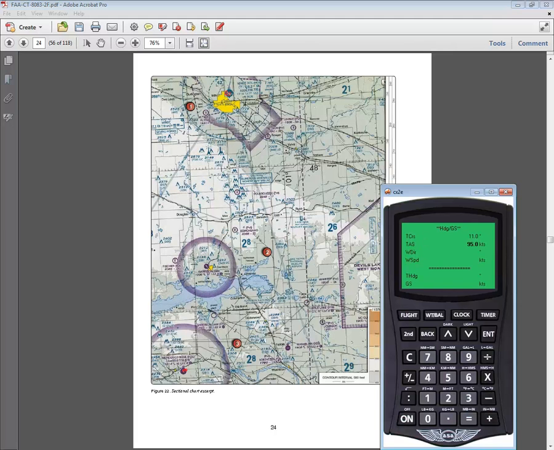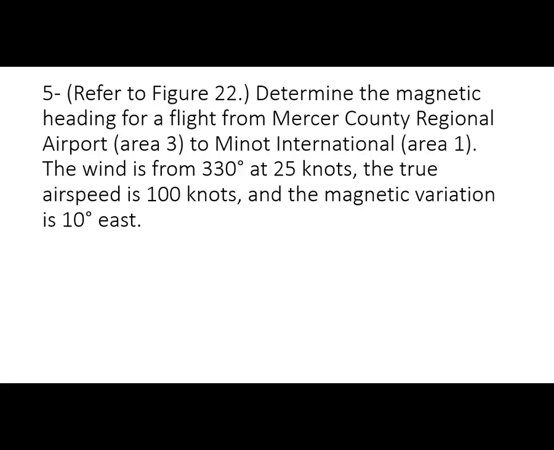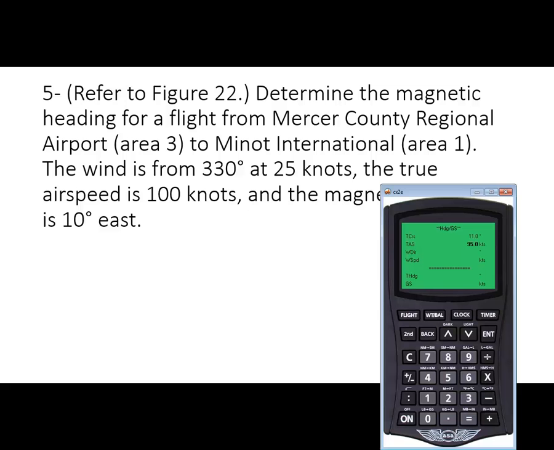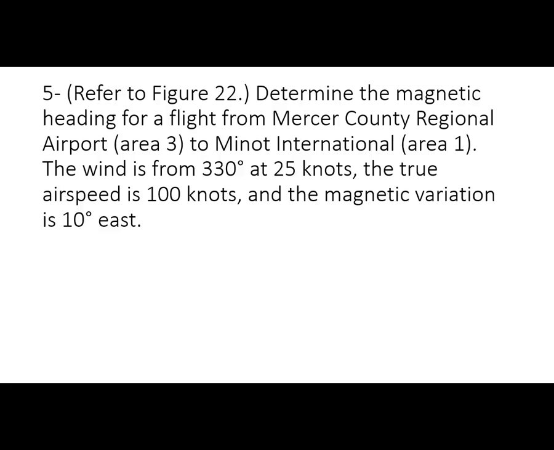True airspeed was given in the question. True airspeed was given at 100 knots. So say 100 knots. The wind is 330 at 25 knots. So you have a true heading of 1.6 degrees. Now the magnetic variation is 10 degrees east, so we're going to take that 1.6 degrees and subtract it, and we get negative 9 degrees something, but that doesn't work out for us.